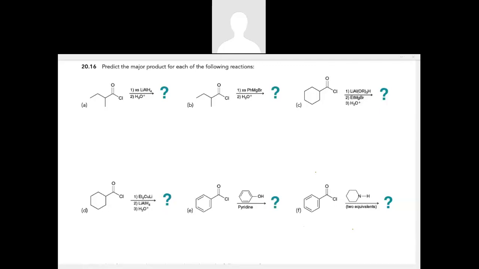In problem 16 from chapter 20, we're asked to predict the major product for each of these following reactions. So we see here in part A that we have this acid chloride, and it is reacted with excess lithium aluminum hydride, followed by an aqueous acid workup. So we should predict that this following alcohol will be our product.